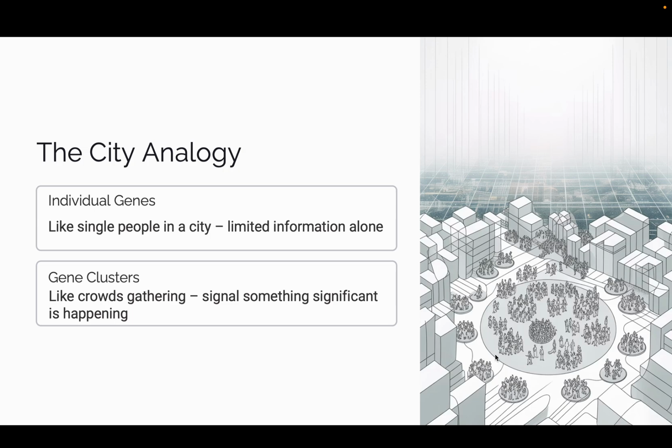Think of genes like people in a city. Alone, one person's actions might not tell you much, but when you see dozens of people suddenly gathering in the same place, say at a stadium or a protest, you know something significant is happening. Genes behave in the same way. If lots of them show up together in the same biological pathway or consistently move in sync across conditions, it's a sign that something deeper is at play in the disease or system you're studying.